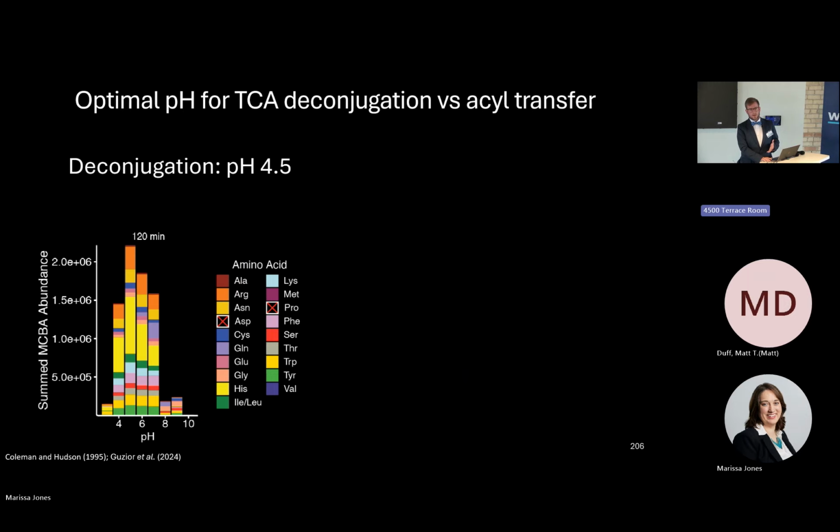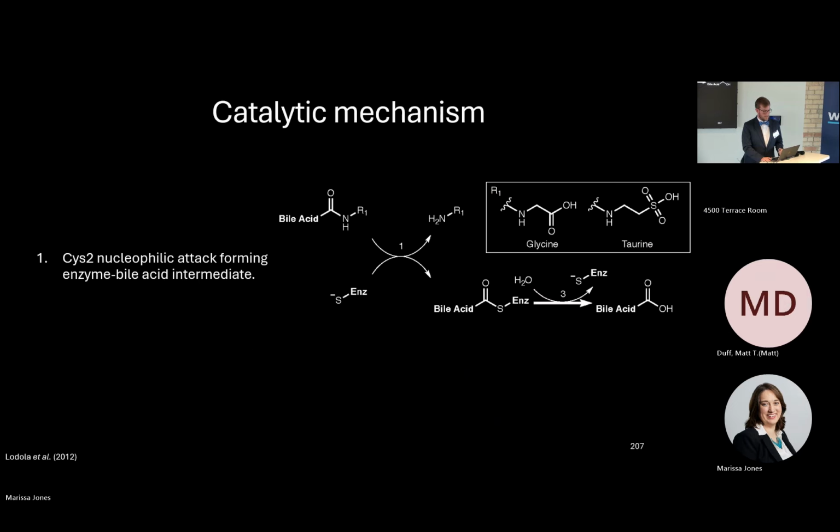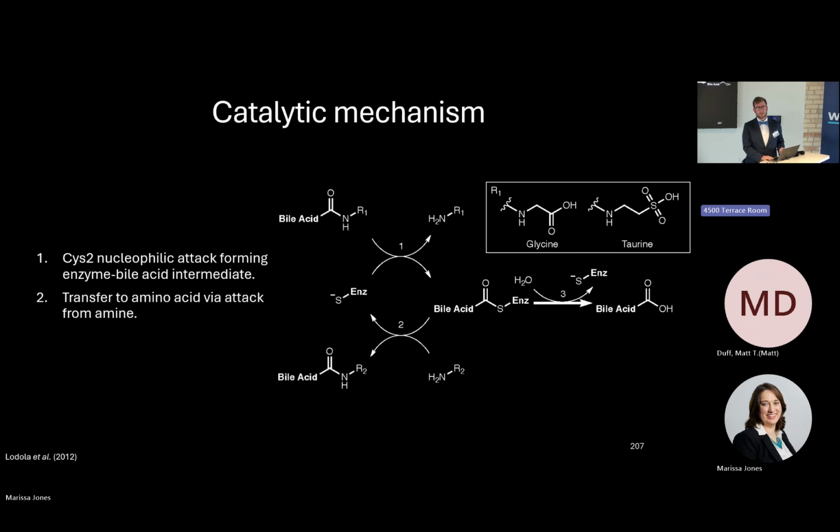But because we ran this across a broad pH range, we were able to look and actually identify a pH optimum, which is just slightly more basic than, or at least slightly more neutral than the deconjugation reaction at a pH of 5.3. We can start to dig into the catalytic mechanisms themselves behind this transformation. So the dogma behind bile acid deconjugation is that a catalytic cysteine present on bile salt hydrolase will form a bile acid enzyme intermediate, where then water can act as a nucleophile, thus liberating a free bile acid. Our idea is that instead of water acting as this nucleophile, the amine group on an amino acid can function instead.